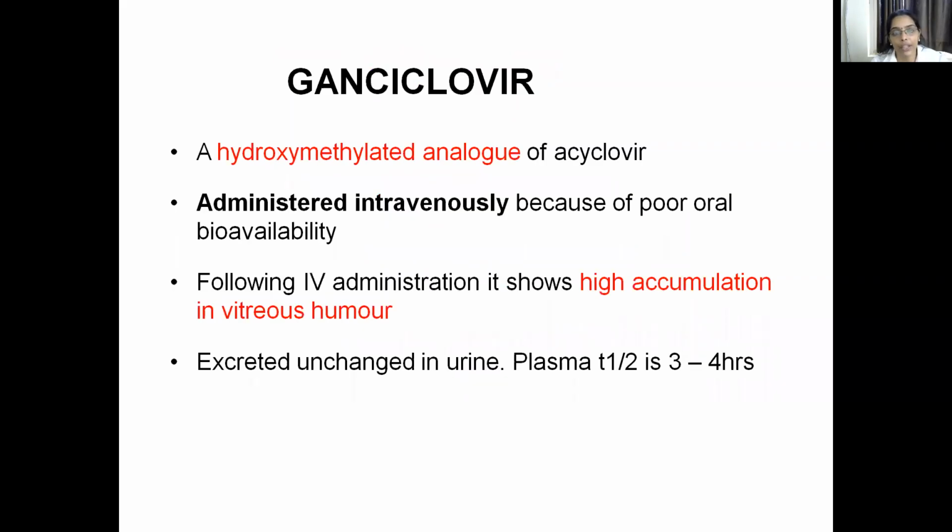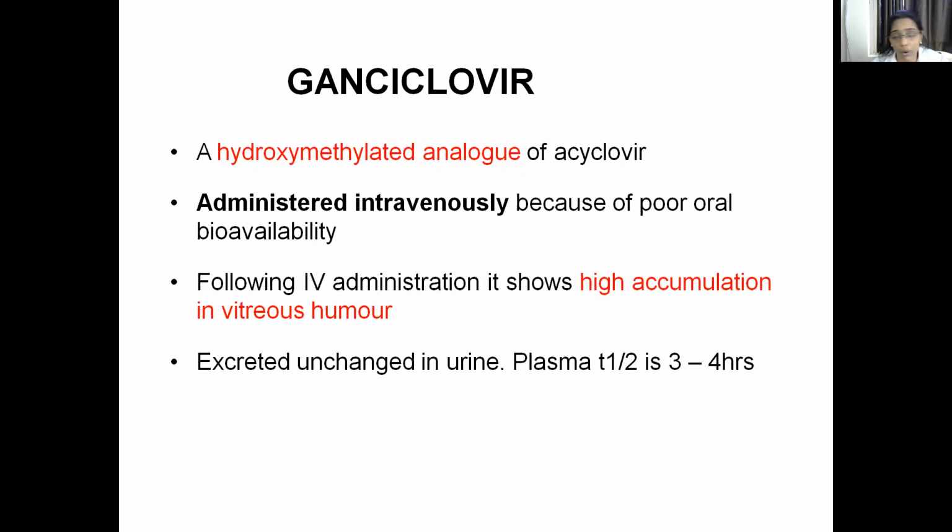Coming to the next drug, ganciclovir. So this is a hydroxymethylated analog of acyclovir. Mechanism of action and resistance pattern are similar to acyclovir. So you remember that, it's enough. The only thing you have to remember is that it is a hydroxymethylated analog of acyclovir, and how it is administered.